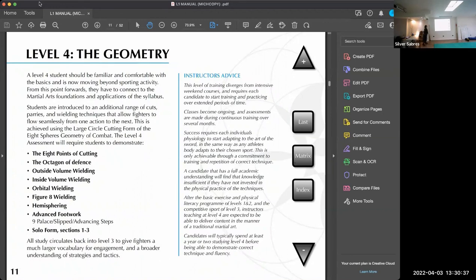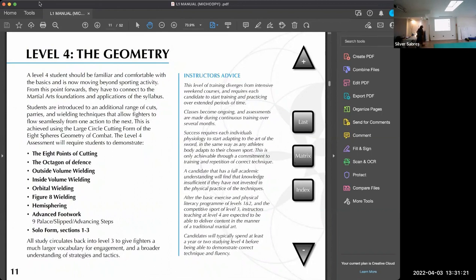The level 4 assessment will require students to demonstrate the 8 points of cutting, the octagon of defense, outside, inside, orbital and figure 8 wields, hemisphering, advanced footwork, including the 9 palace stepping, slip stepping, and advanced stepping, and solo form sections 1, 2, and 3. They have to be able to show by themselves the first 3 sections of the form in order to pass their level 4, on top of all the specific techniques that I've just mentioned.